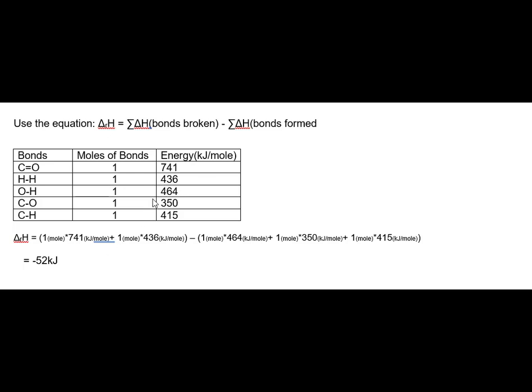So we substitute these values into the equation, and I'm emphasizing multiplying 1 mole times 741 for 1 mole of C double bond O. The mole units cancel, and we're left with the unit of kilojoule. So in this particular problem, it's pretty easy in that you set up the equation, put in the values, sum them up on both sides, and then subtract their sums. And the answer is negative 52 kilojoules.